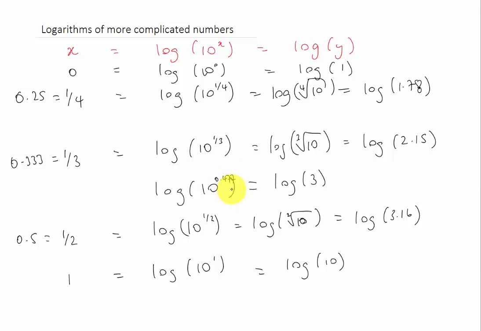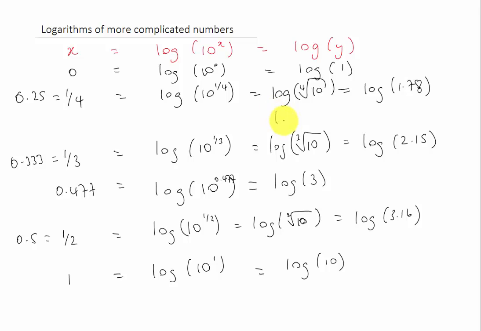let's say. So this is, again, an irrational number, and this has been calculated by someone far cleverer than me, but take my word for it. So 10 to the power 0.477, so 0.477 is equal to the log of 3. And you'll see that as 0.477 is in between 0.33 and 0.5, so 3 is in between 2.15 and 3.16. And let's just do another one.